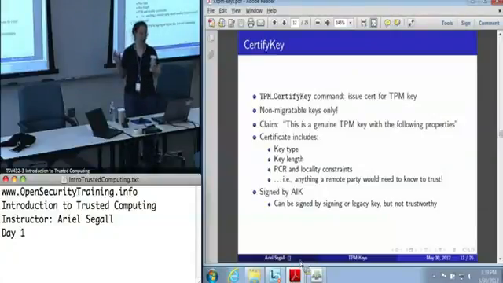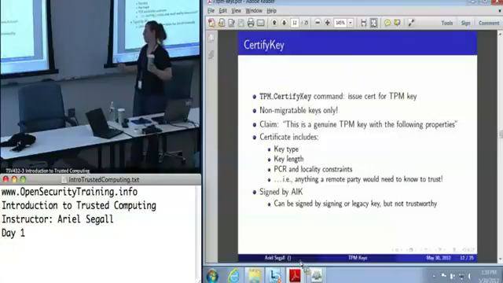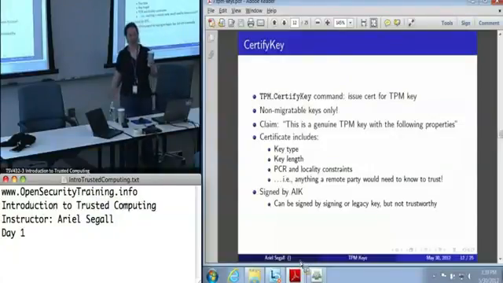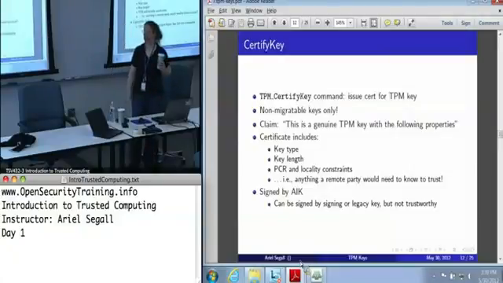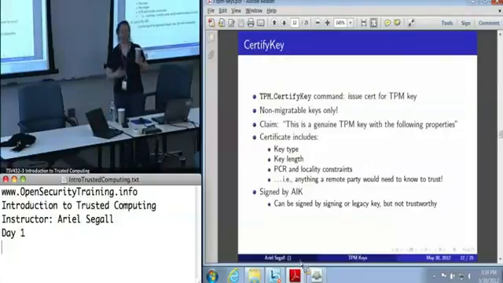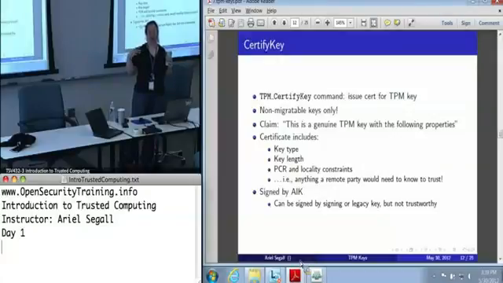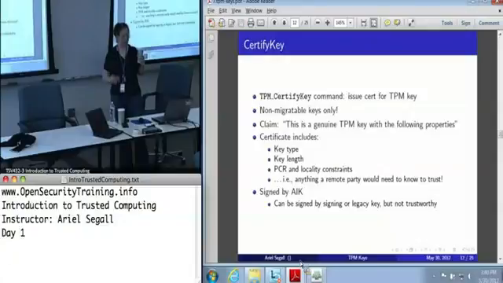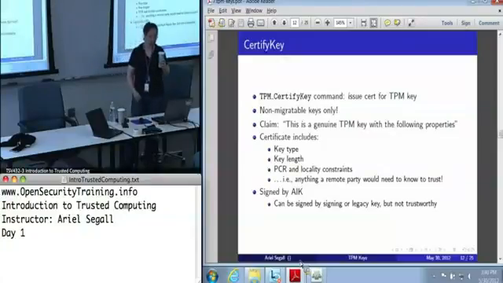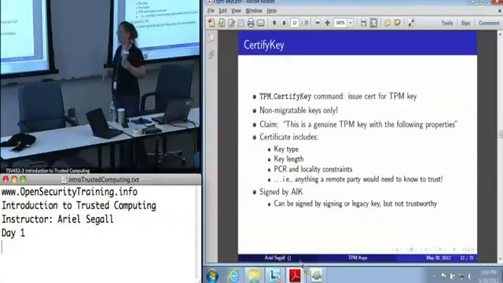Any non-migratable key, a certified key certificate says, this is a genuine TPM key that has the following properties. And the certified key credential includes the key type, the key length, any PCR and locality constraints, and anything about the key flags, like what kind of signing key it is. Anything that a remote party might want to know about a TPM key is included in this certificate. And of course, it includes the public key. And it is signed by an identity key.